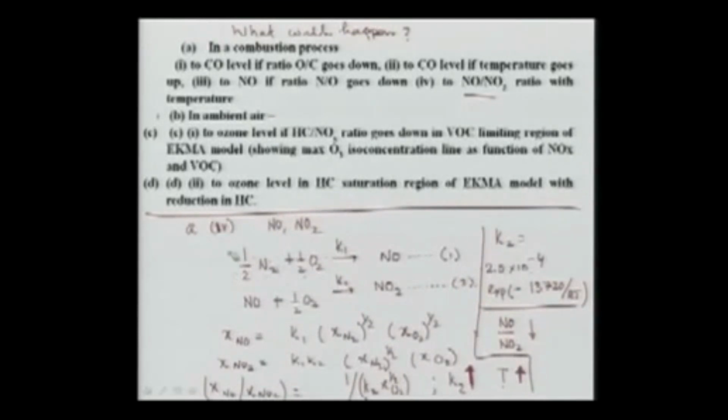So we'll rub this. Now the B part says, let's make it B here: in the ambient air. Now this was inside the combustion process, and B is in the ambient air. What happens to the ozone level if the hydrocarbon to NOx ratio goes down in the VOC limiting region of the EKMA model? If you recall the EKMA model and its results, I can draw it again.